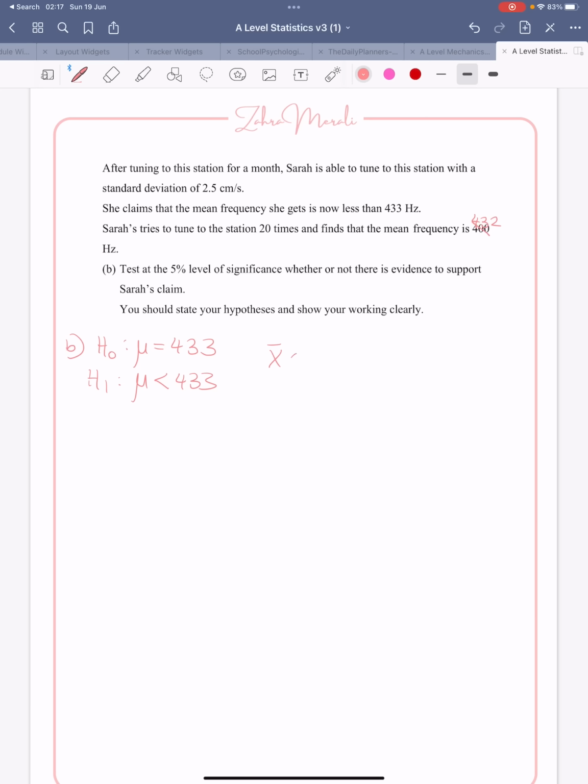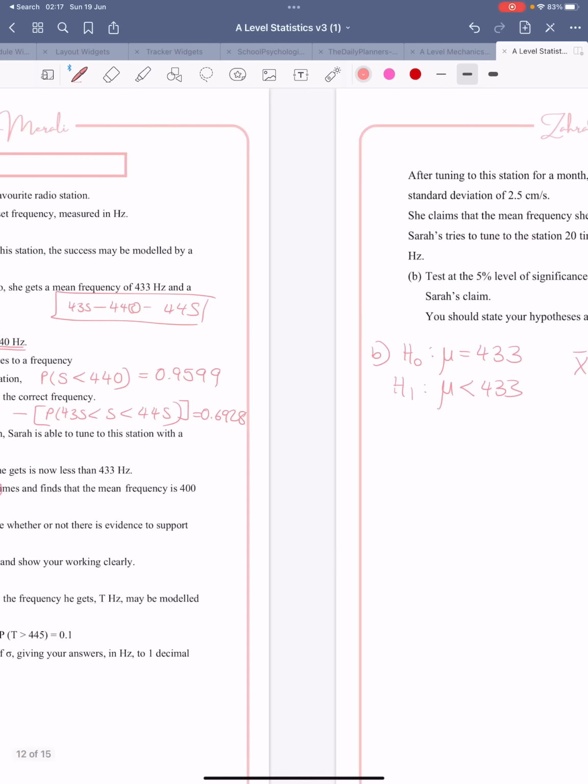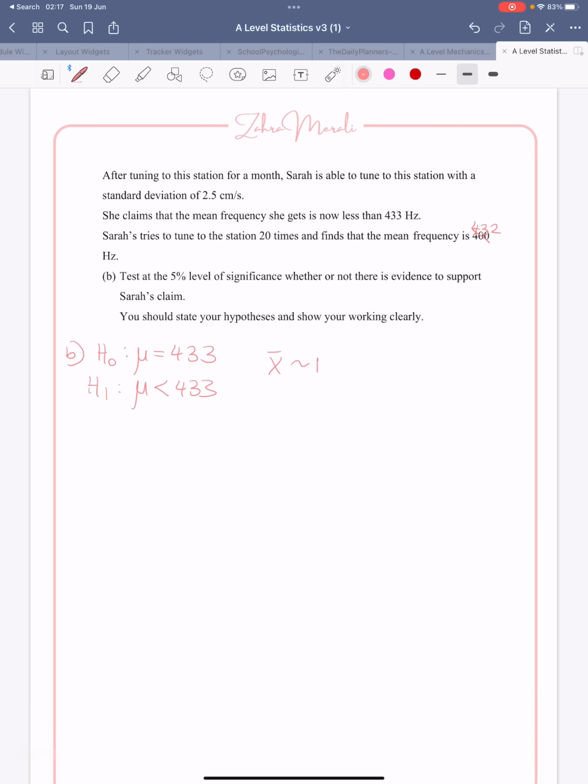And because we had a sample, I believe, of 20, then you've got to use this X bar, where you write your mean, and then you have your standard deviation squared over your n. So we want the probability this X bar is less than 432. That gives you 0.0368. So 0.0368 is less than 5%, so you've got to reject H0.